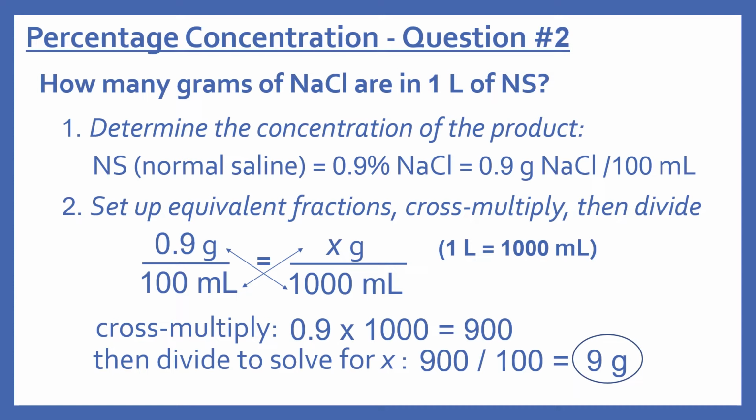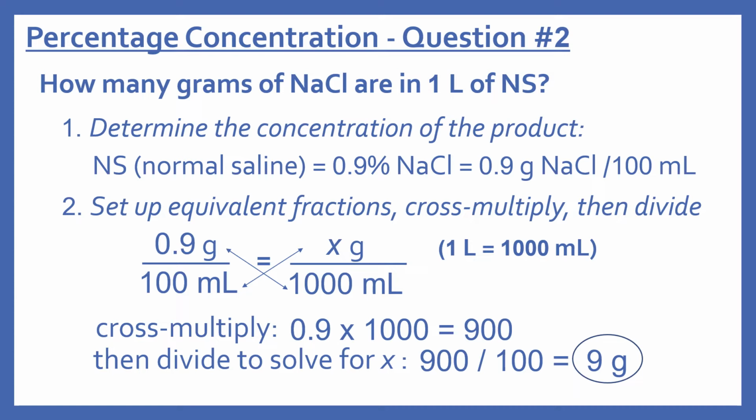So now we can set up equivalent fractions, cross multiply, then divide. So we have 0.9 grams per 100 milliliters. That's the concentration of the normal saline. We're going to set that equal to X grams. That's what we're looking for, how many grams per 1,000 milliliters. Notice in the question it's 1 liter is what we're looking for, but remember our units have to match.